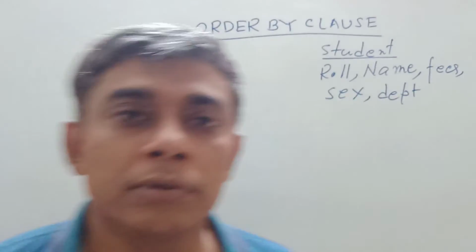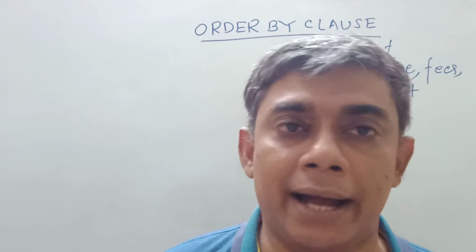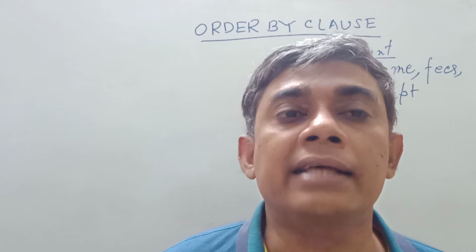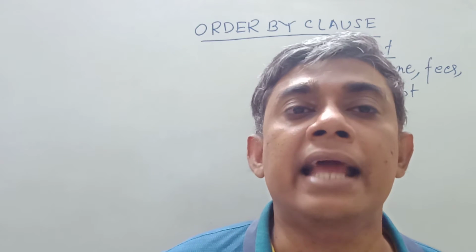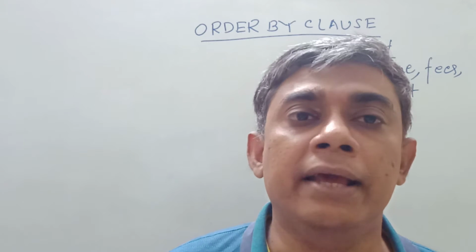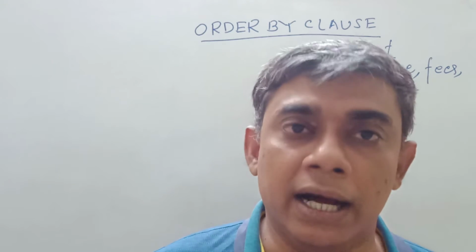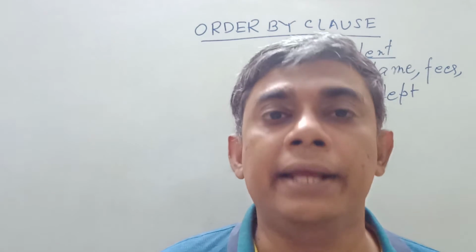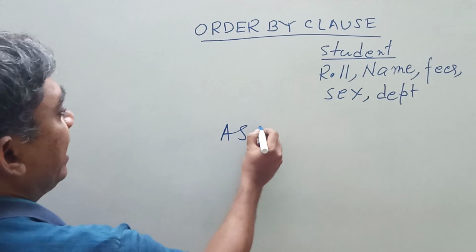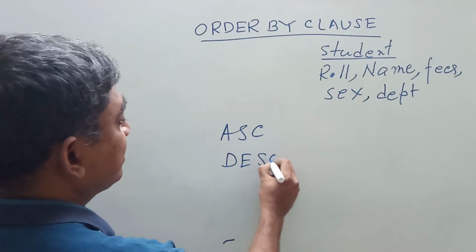Order by clause. In SQL, there is a clause which is known as order by. Order by is used to display the result of a query either in ascending or descending order. If you want to display the result of a query either in ascending or descending order, then we use order by clause. For ascending, we use ASC, and for descending, we use DESC.